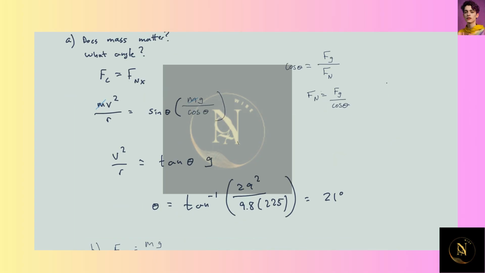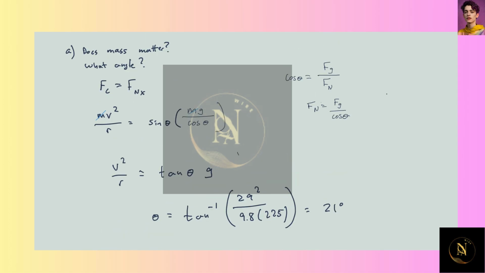And we get this. So the angle is equal to the inverse tangent of 29 squared divided by 9.8 divided by 225. So I moved the g over to the denominator on the left. We round this to two significant figures, we get 21. I think it comes out to around 20.9 degrees.